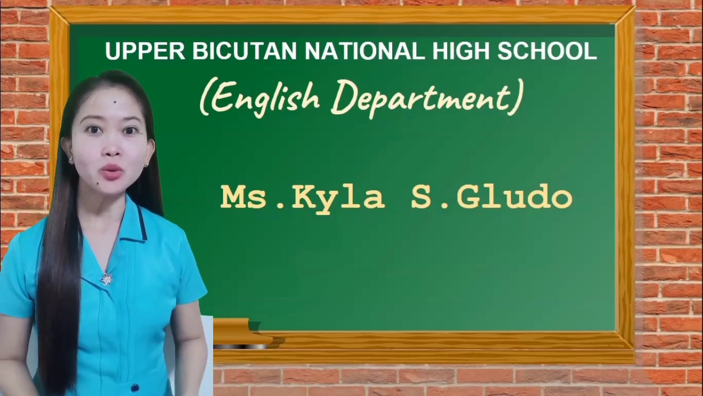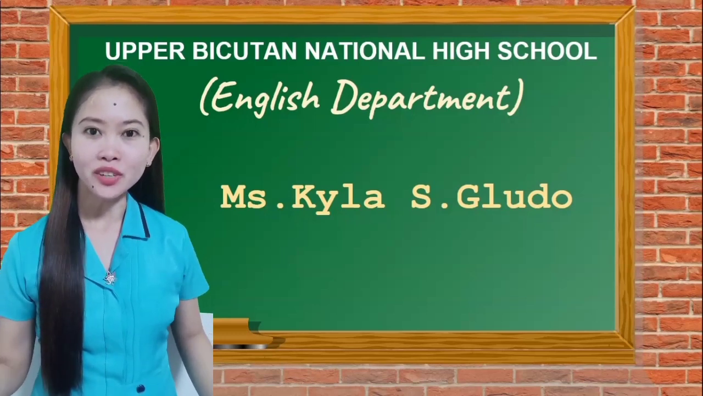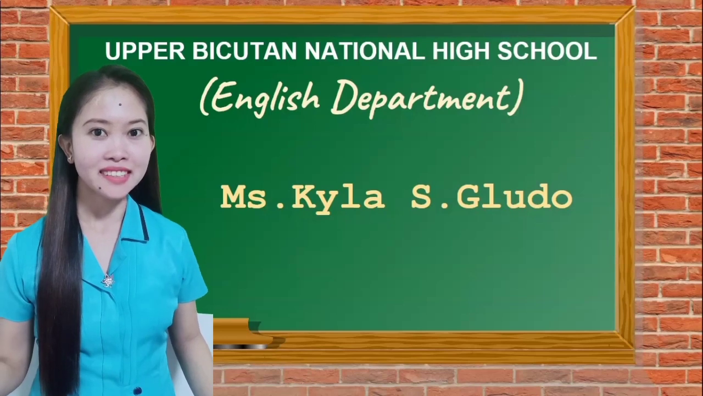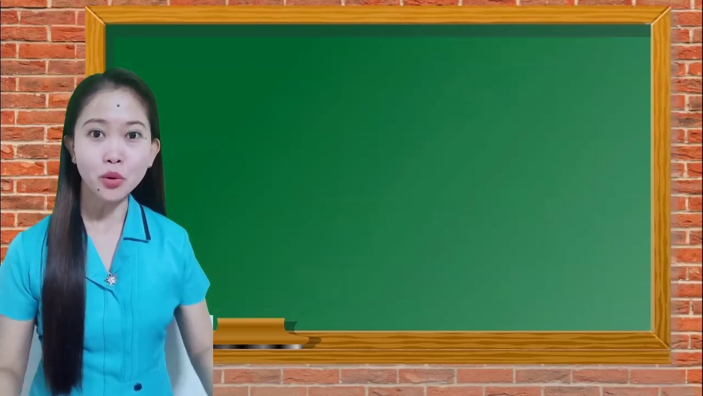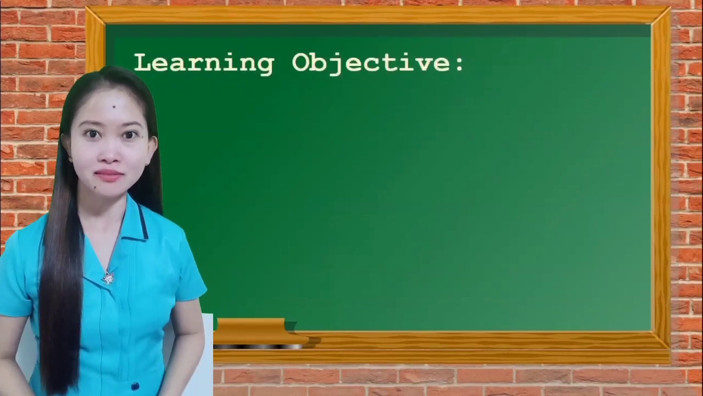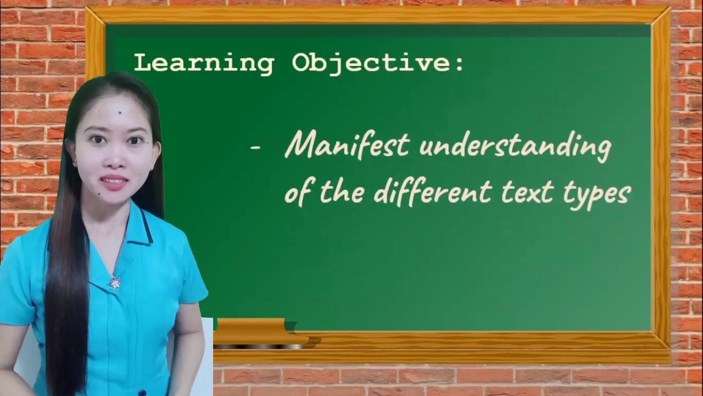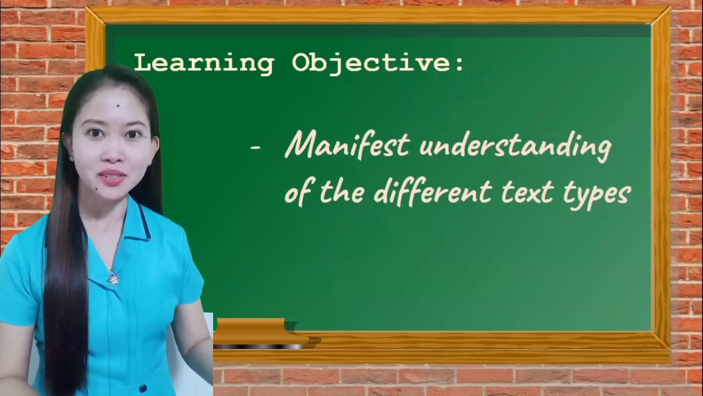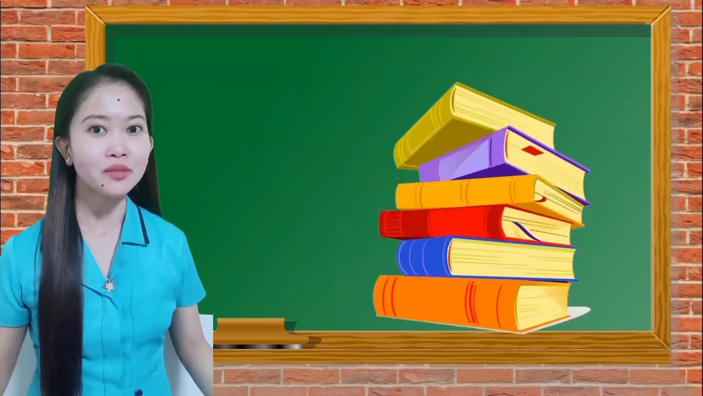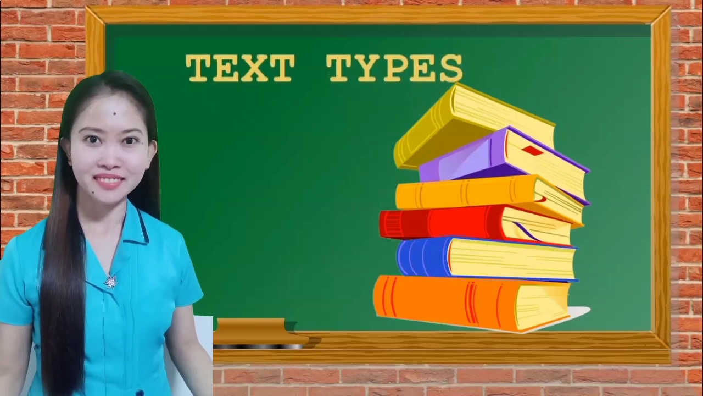Today, we will open the discussion with the first topic under Module 1, and that is text types. Before we proceed to the discussion, we have to first know the objective. The learning objective for this lesson is to manifest understanding of the different text types.